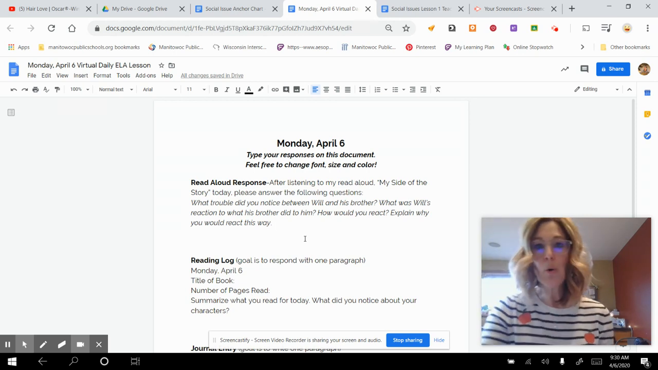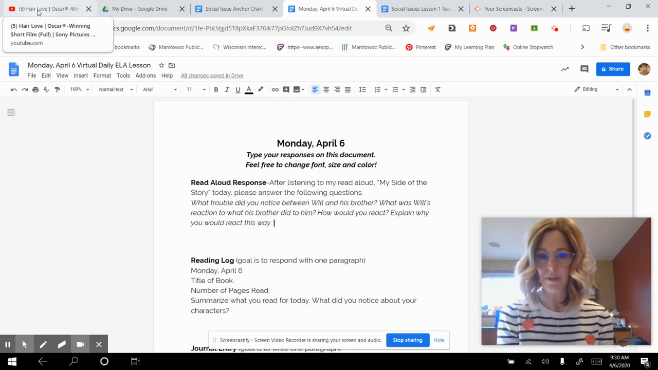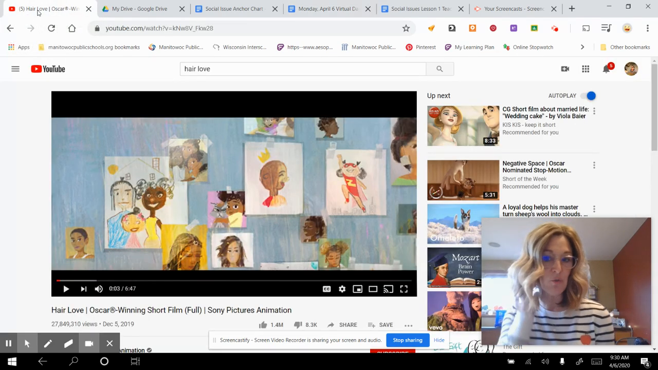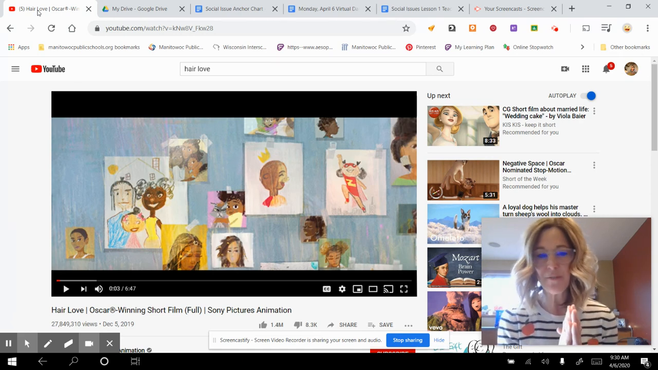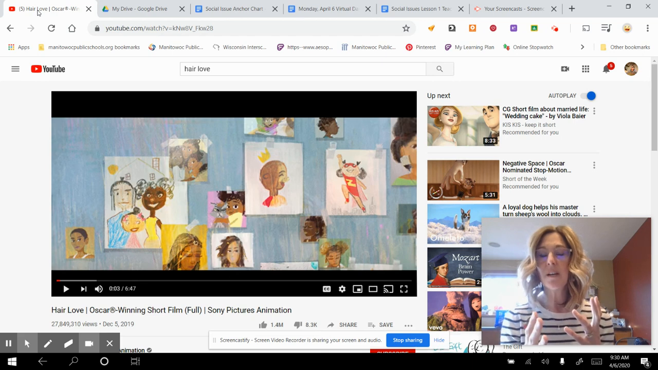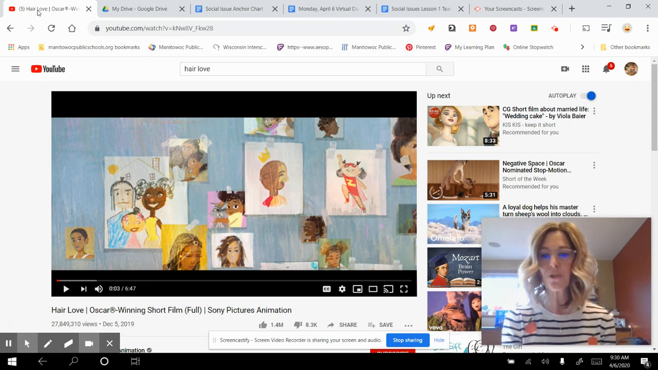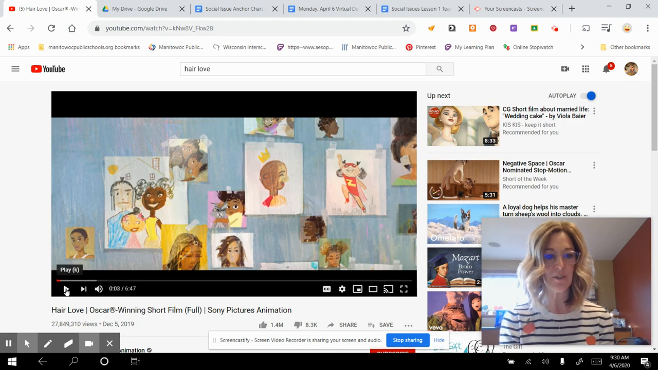Let's try it with, and I kind of did this backwards, but it's okay, it's going to work out. Let's try it with this video called Hair Love. As you're watching the video, can you tell me what is the reaction of the little girl when her dad attempts to do her hair? So let's take a look at this.